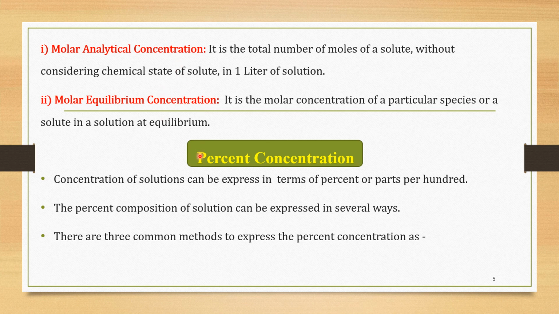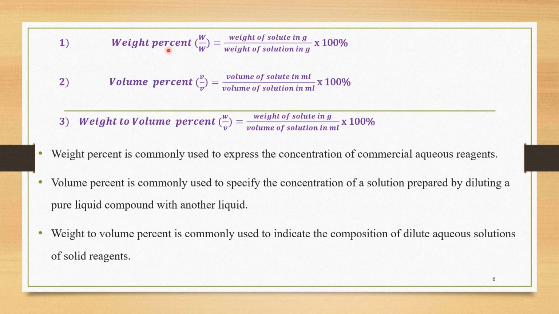The second important method for expressing this concentration is called the percent concentration. Now what is meant by this percent concentration? Concentration of solutions can be expressed in terms of percent, or parts per 100. The percent composition of a solution can be expressed in several ways. There are three common methods to express the percent concentration: weight percent, volume percent, and the third is weight to volume percent.